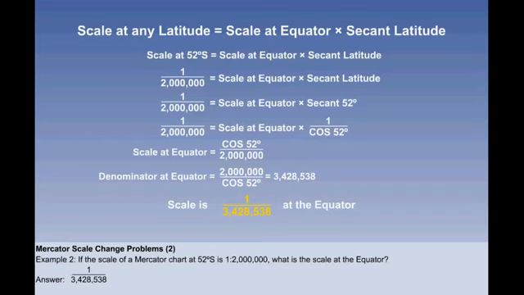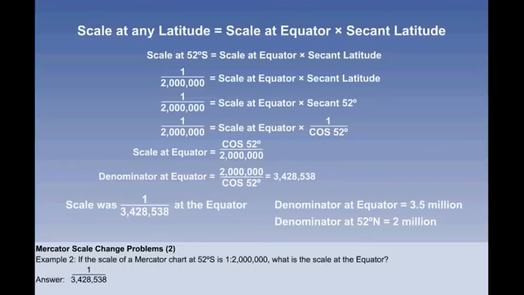Again, do the common sense check. We have come up with an answer where the denominator at the equator, about 3.5 million, is larger than at 52 north, where it's 2 million. Does this make sense? Yes, it does. The denominator should reduce as latitude increases. It's the right way round.